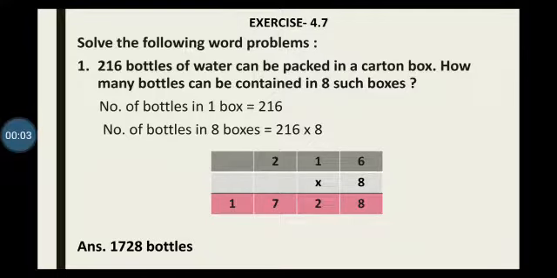To start exercise 4.7, dear children, we have word problems. Dear students, normally the word problem is associated here, but let me tell you, these are not the problems. These are the current situations around us.